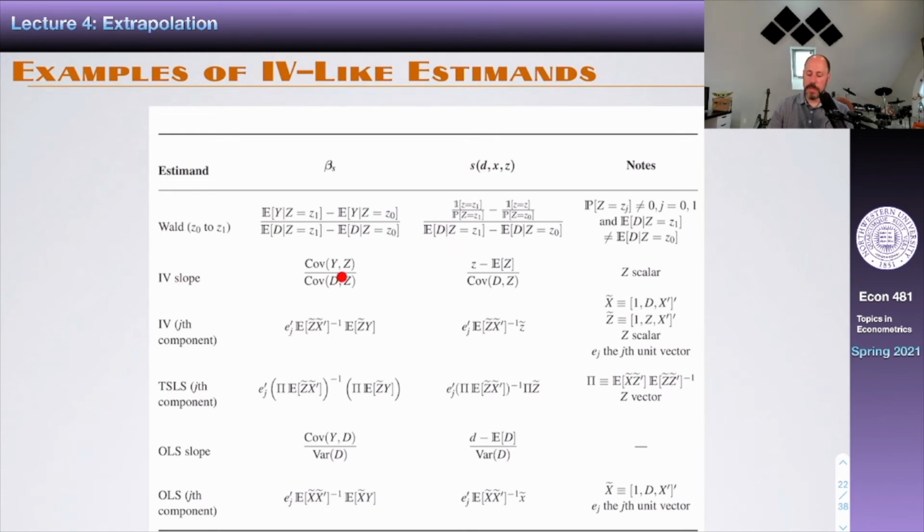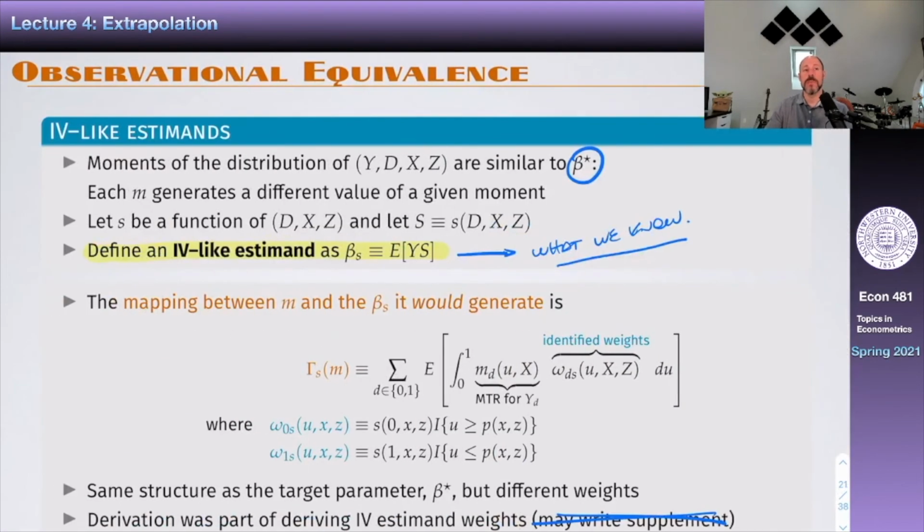Okay, if you take the IV slope, the S is this function over here. The IV for just one component is just this one. And you can keep going with two-stage least squares, OLS slope, OLS of the J component. You see the derivation of all these as functions that gives you the weights. And so now you can see how this is going to work out, because we're going to be able to know some of these guys.